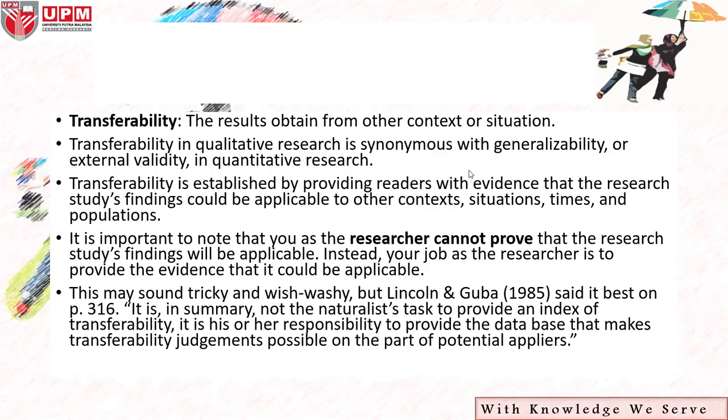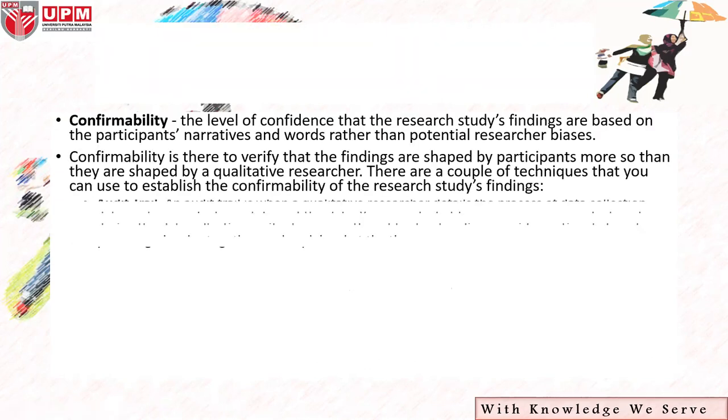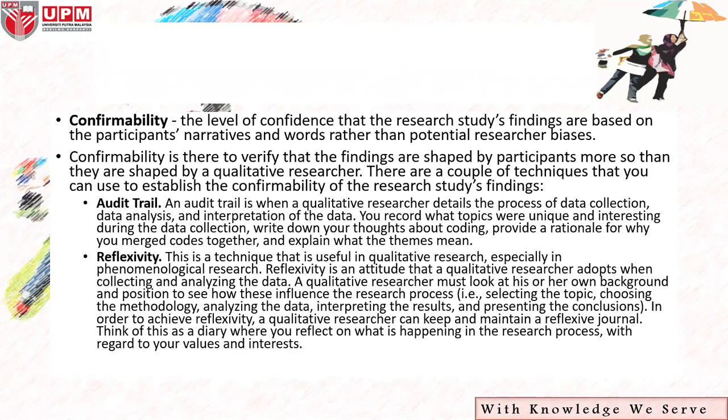Okay. Next one, confirmability. Okay, so it is referring to the level of confidence that the researcher's study findings are based on the participants' narrative and words rather than potential research bias. Ni kat sini macam mana kita nak reduce the researcher bias, walaupun kita tahu it is impossible to avoid the researcher bias, tapi by securing the confirmability ni kita boleh buktikan yang seboleh-bolehnya kita tak ada bias tu. Any question?